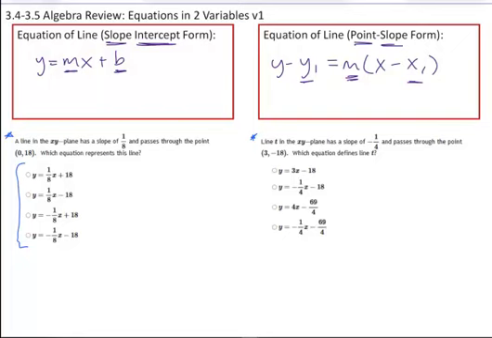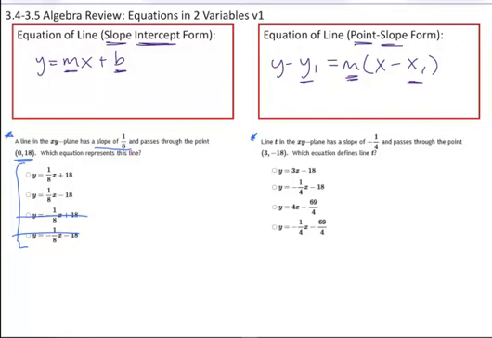Okay, so right here it tells you you have a slope of 1/8. So that means that these last two choices cannot be correct. They have negative 1/8 as the slope. So the only other thing that you need to do is determine which one of these has the y-intercept of 18.